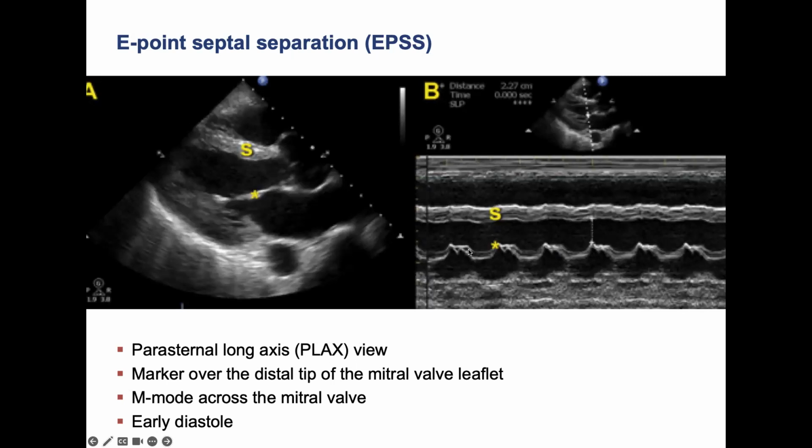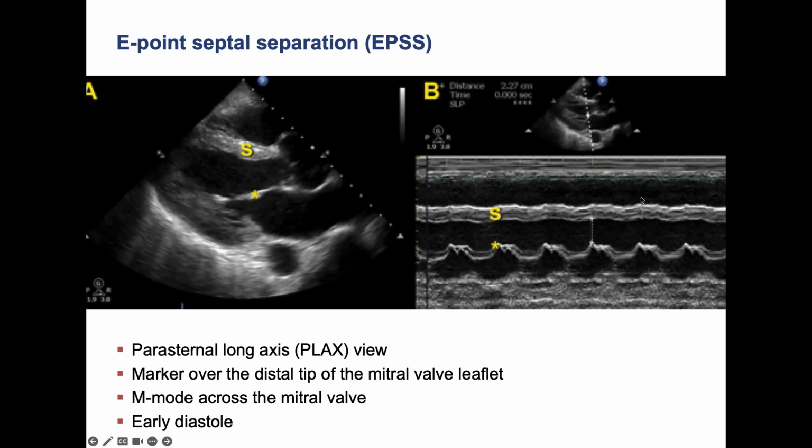This is your E wave and your A wave. So that E wave is that motion in early diastole when that mitral valve opens and blood rushes into the left ventricle. And then the A wave is going to be that atrial kick. And then right here, after the E wave, that's going to be in systole when that mitral valve is closed. So you're going to get this tracing, and your EPSS is going to be this distance, again, between the E wave and the septum, or that smallest distance.